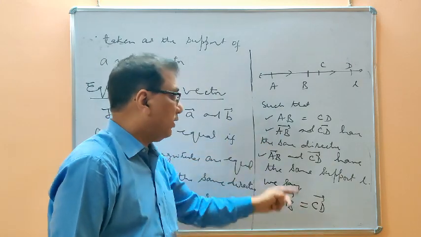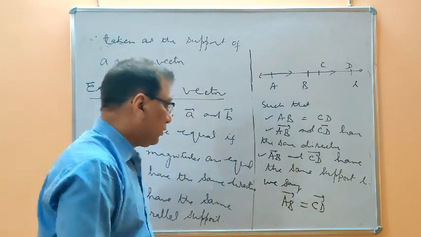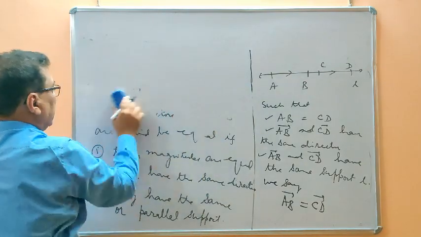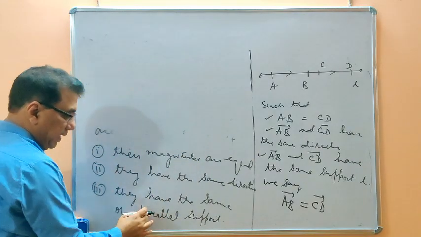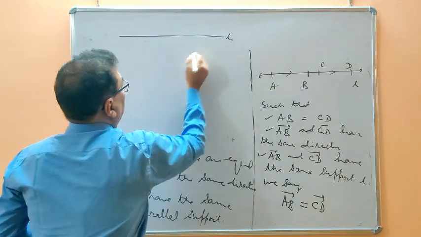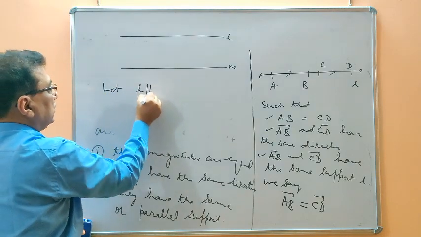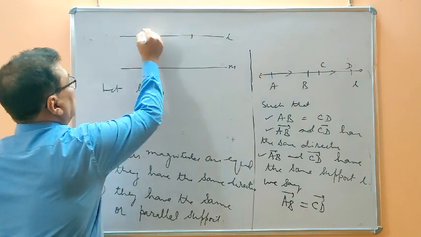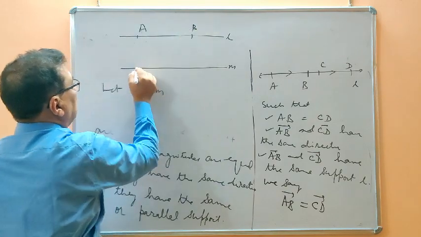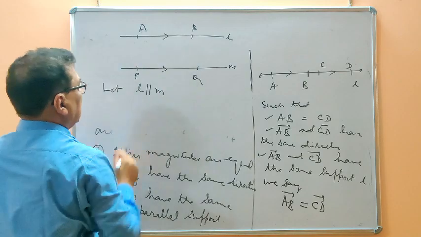So when two vectors are equal, their magnitude must be equal, their direction should be equal, and they may have the same support. Now let us discuss in terms of parallel support. Another situation, because in the definition you find the term that they may have parallel support. So if I take L and M as two parallel lines, and if I take AB here and PQ on this with the same direction. Okay.